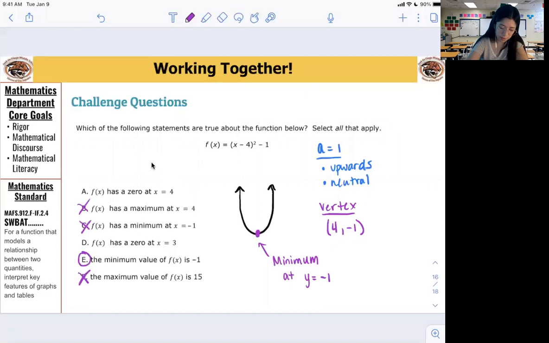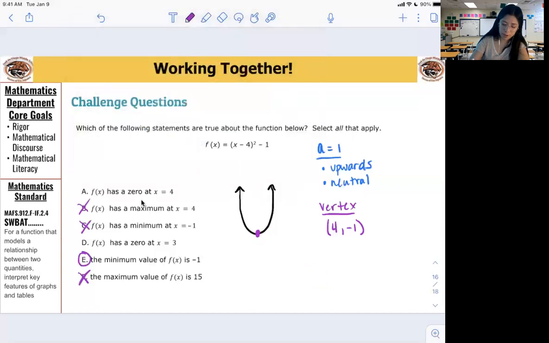Could we circle A? Careful. What is A telling you about? The intercept. Which intercept? The x-intercept. Do I know anything about the x-intercept? No. Okay.